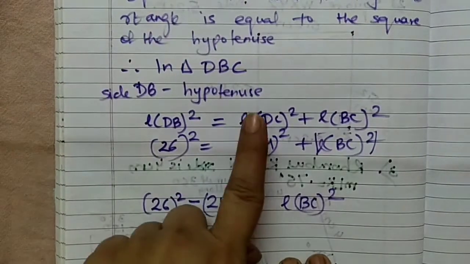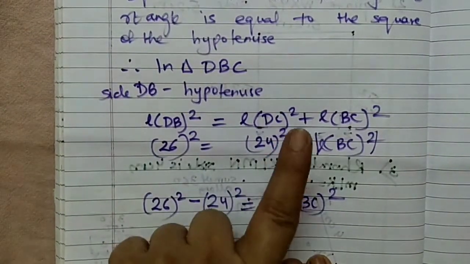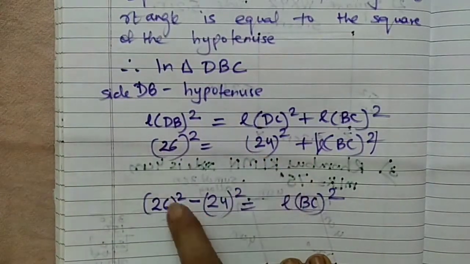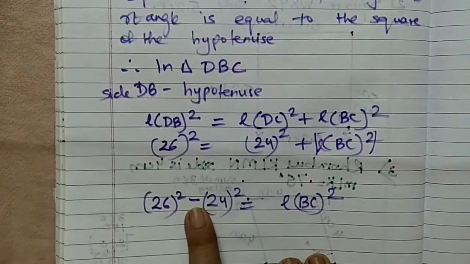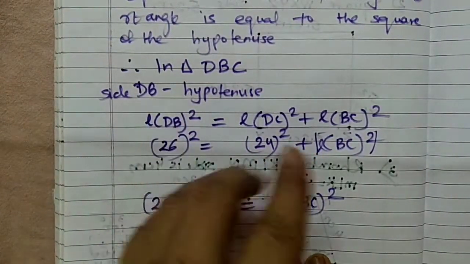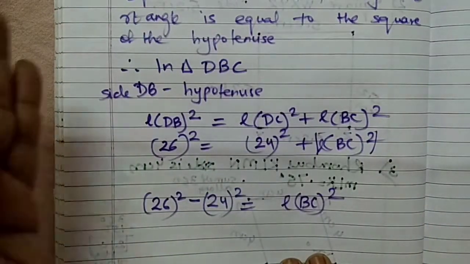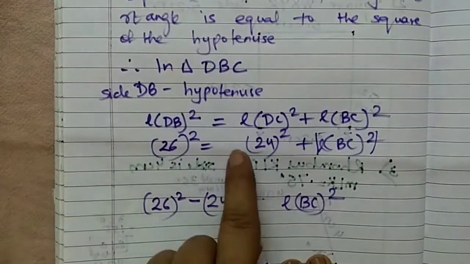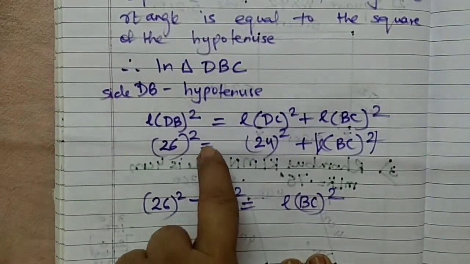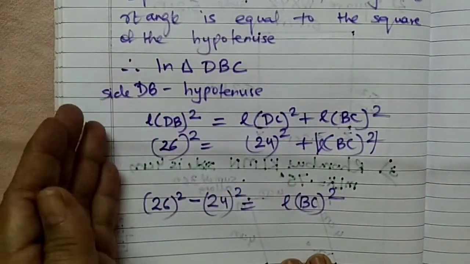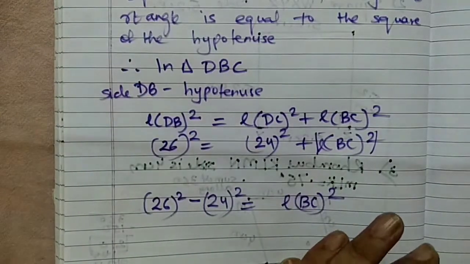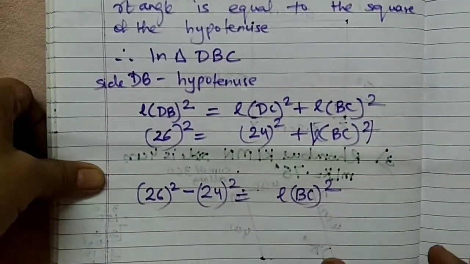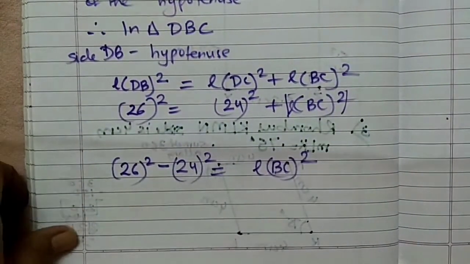I hope you have understood. When I shift 24 square from this side to the other side, because the sign is plus, when it goes to the other side, the sign will become minus. It will change the sign. If it is plus, it becomes minus. If it is multiplication, it becomes division. Remember that always when the sides are changed from the equal to, one side of equal to we take to the other side of equal to, the sign always changes. So this minus 24.